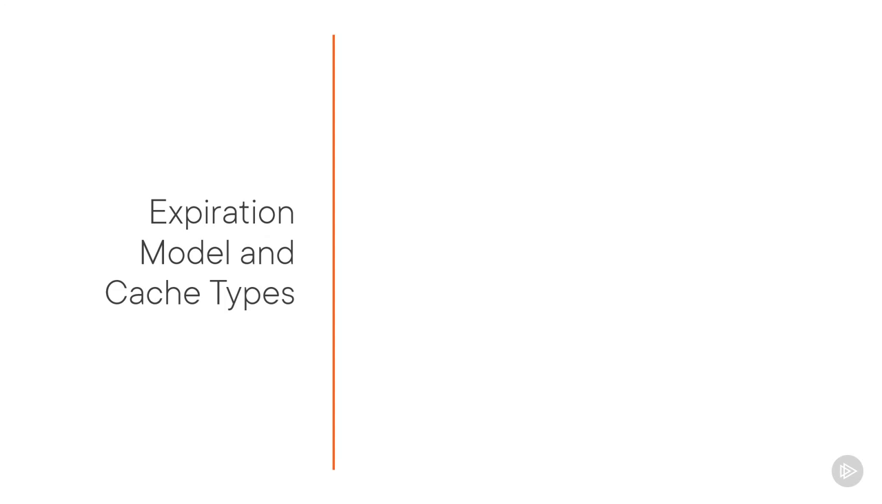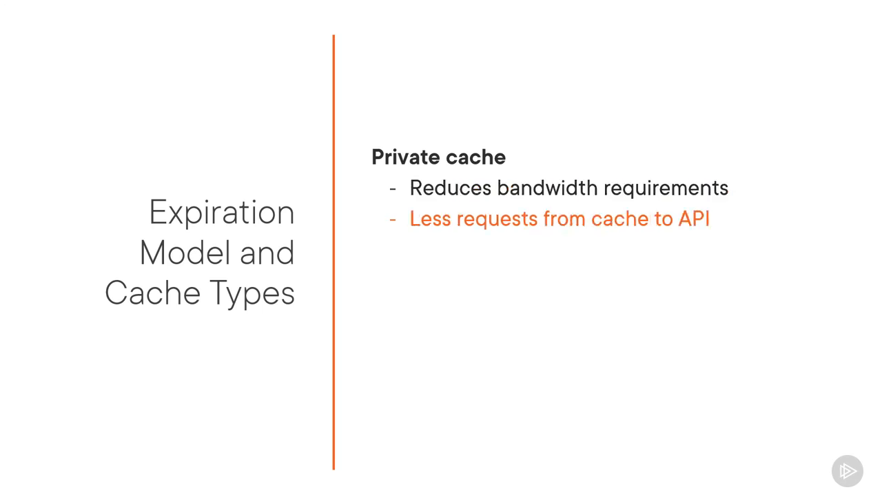If it's a private cache, subsequent requests save bandwidth and they reduce requests to the API. As long as the response hasn't expired, we don't hit the server anymore for requests coming from the same client instance. But of course, when different clients send the same request, they still hit our backend, as they all have their own private cache.